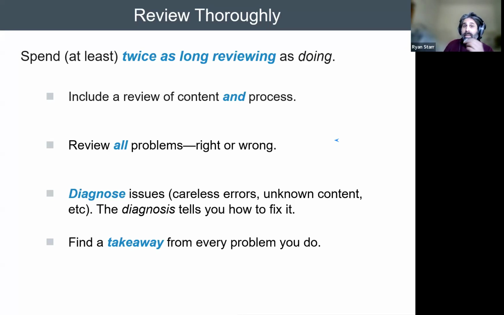You're never going to see on the real test a problem you've seen in practice, but you're going to see problems that benefit from similar approaches, that are laced with similar traps, that use similar wordings and things like that. And so taking away little bits and pieces of problems, getting broadly applicable takeaways from problems, that's going to be the important stuff.